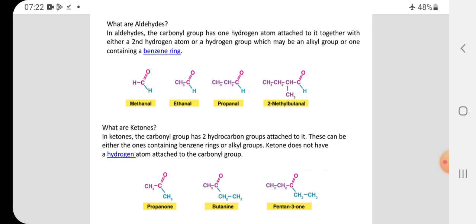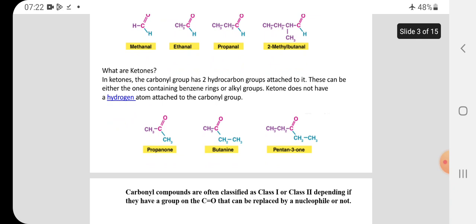What are aldehydes? In aldehydes, the carbonyl group has at least one hydrogen atom bonded to it, such as methanal, ethanal, propanal, and methylbutanal. Show the structure of some aldehydes.